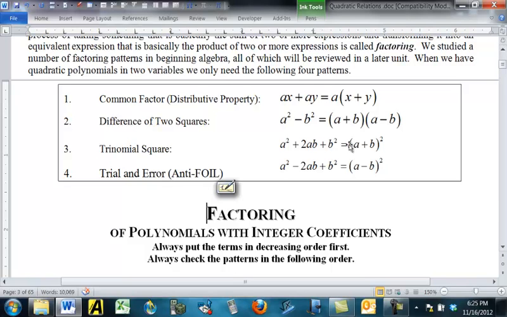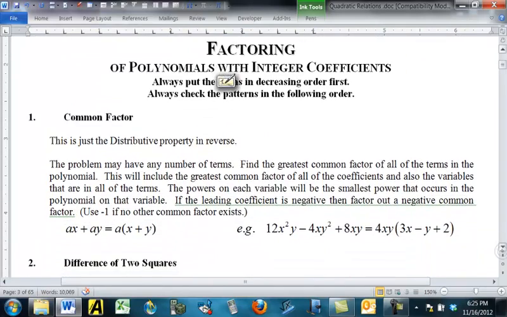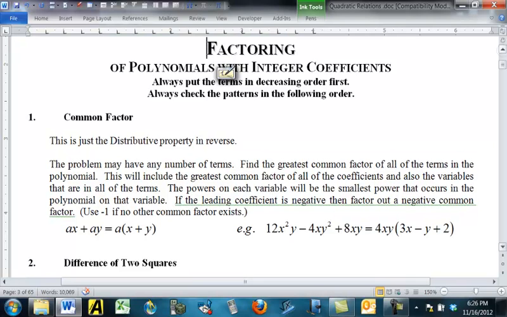So these are the most basic ones that we use for factoring quadratic things or second-degree polynomials. But in general, when we factor polynomials with integer coefficients, we always put the terms in decreasing order first, and we always check the patterns in the following order. The first thing we do is check for common factor or distributive property factoring. In all of these factoring patterns, there's a pattern of the problem and a pattern for the answer.